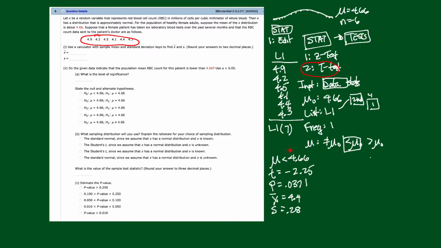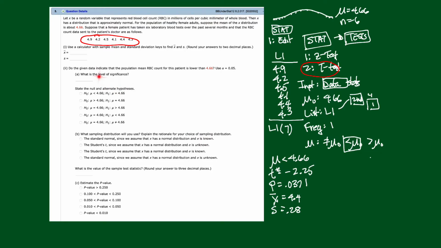So this is what came up for me. The first thing that comes up is going to tell you mu is less than 4.66. That's what we're testing over here, so it just reminds you that you're running a left tail test. Then it's going to give you the t value. I typically call that t star because that's our computed value. And then it's going to give us the p-value. Now, this is what we're really looking for. That's going to tell us if we reject or fail to reject.